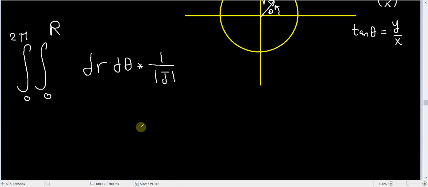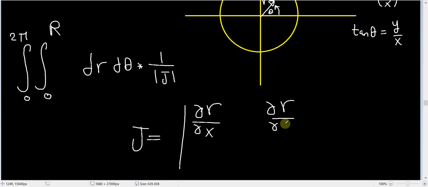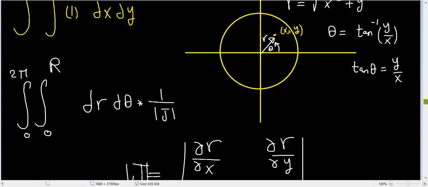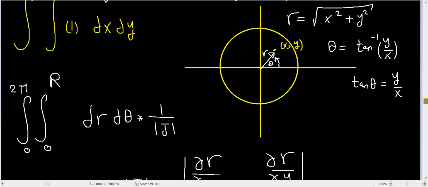The Jacobian matrix is really equal to partial r by partial x, here partial r by partial y, here I have partial theta by partial x, and here I have partial theta by partial y. So this right here is the determinant of the Jacobian matrix. So let's get those results. So I need dr by dx and dr by dy.